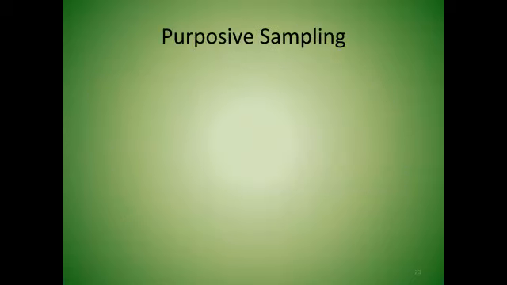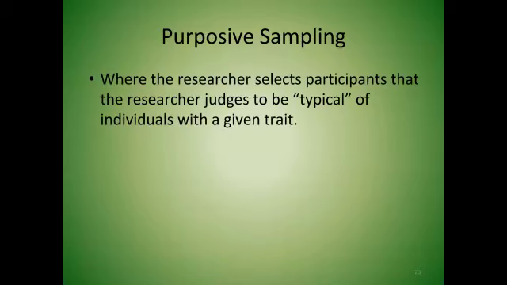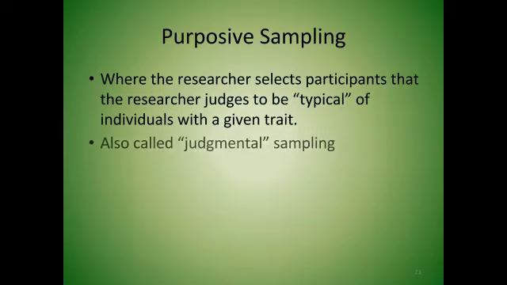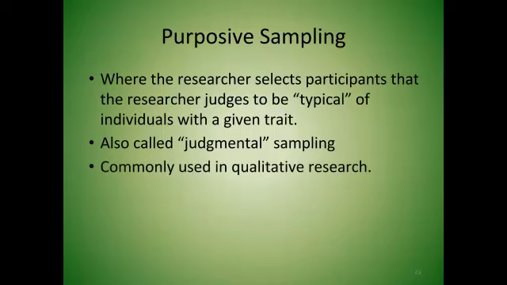The next non-probability sampling method you should be aware of is purposive sampling. And this is where the researchers select participants that the researchers judge to be typical of individuals within a given group or with a given trait. This is also sometimes referred to as judgmental sampling, and it is commonly used in qualitative research. And as we'll discuss later in the course, qualitative research necessarily requires that the researchers use a fair amount of subjective judgment. Let me give you an example.